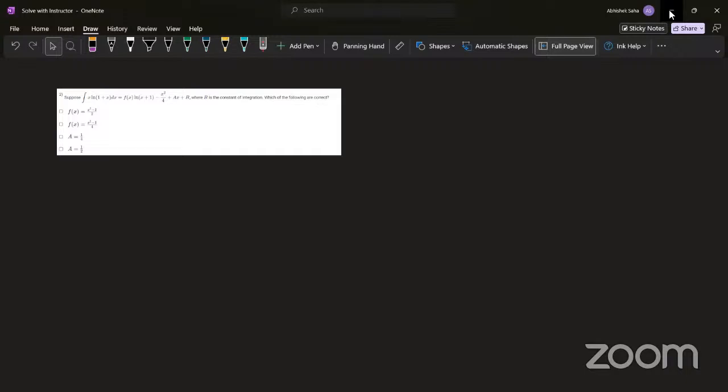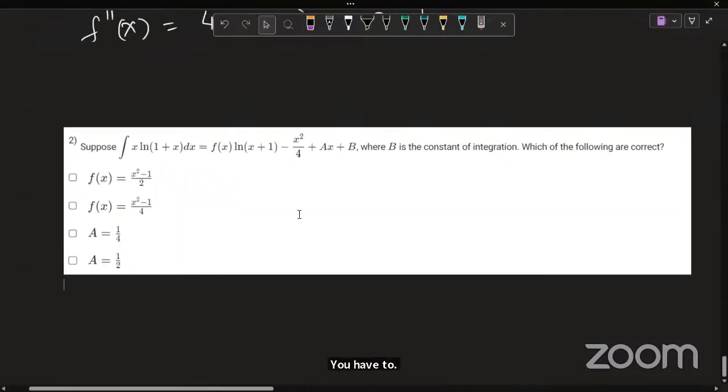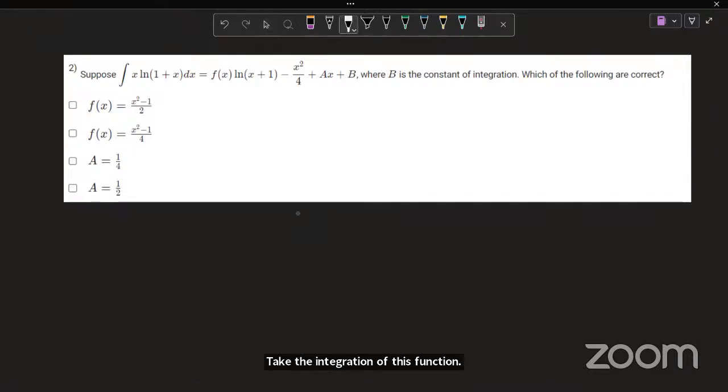Okay, what's your doubt? Sir, I couldn't get the answer. What is it saying, basically? You have to take the integration of this function. So what is the integration of this?